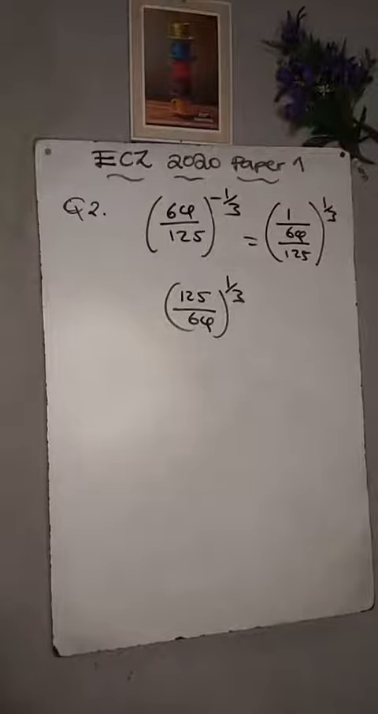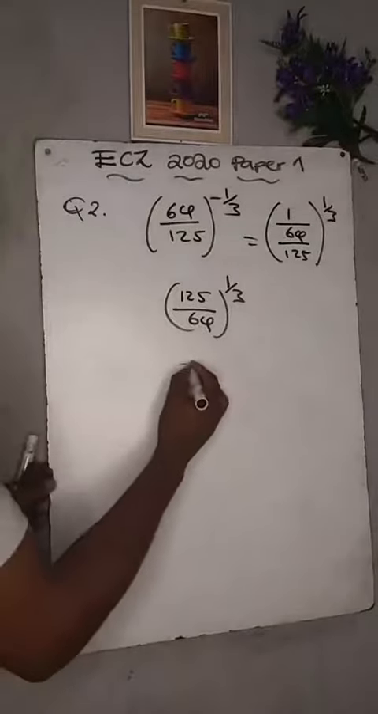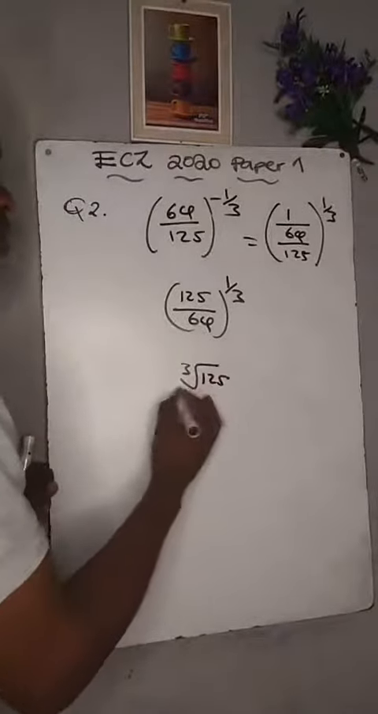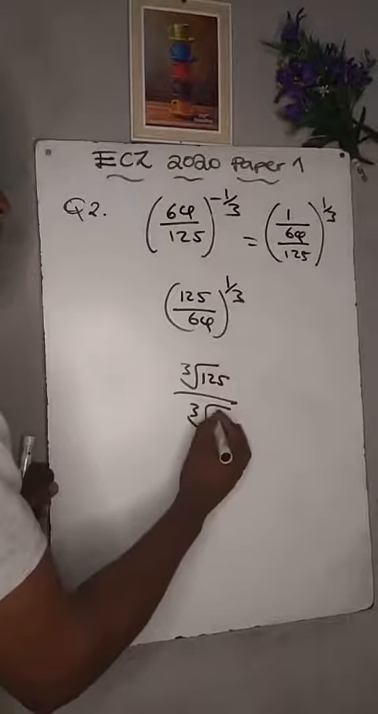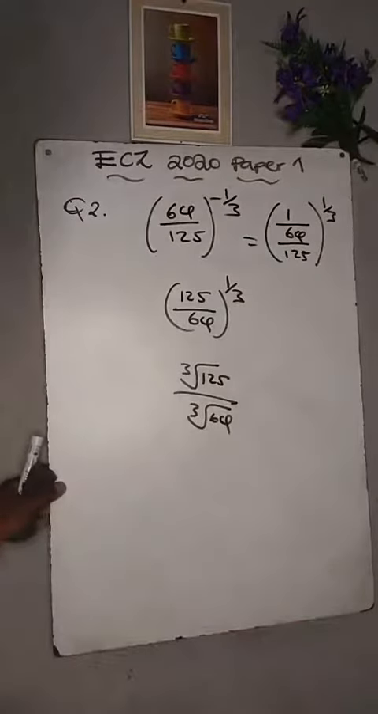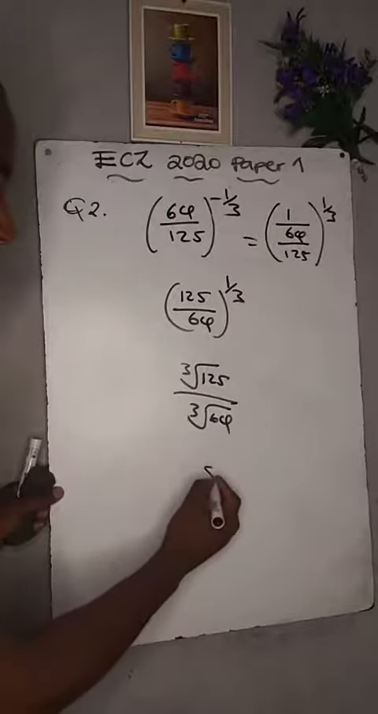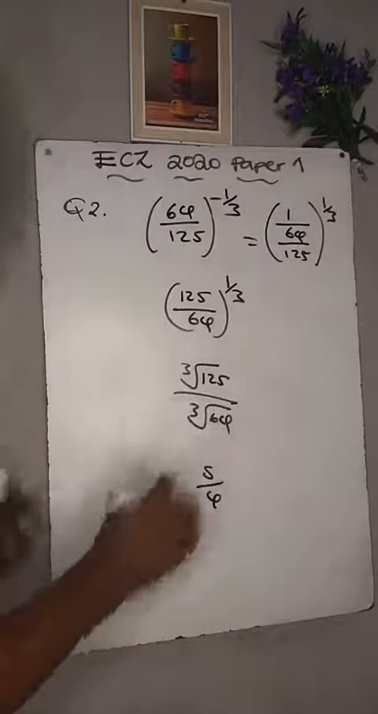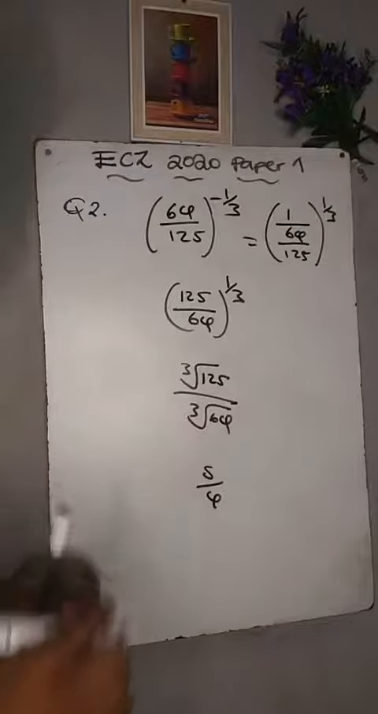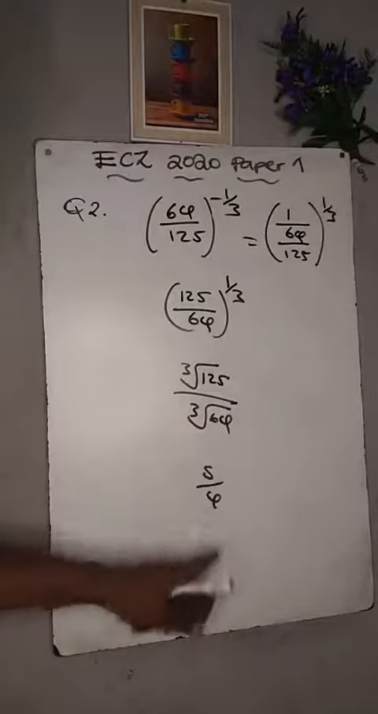So what we are going to do now is say the cube root of 125 over the cube root of 64. And just like our friend User 70 is saying, our answer will be 5 over 4, because the cube root of 125 is 5 and the cube root of 64 is 4.